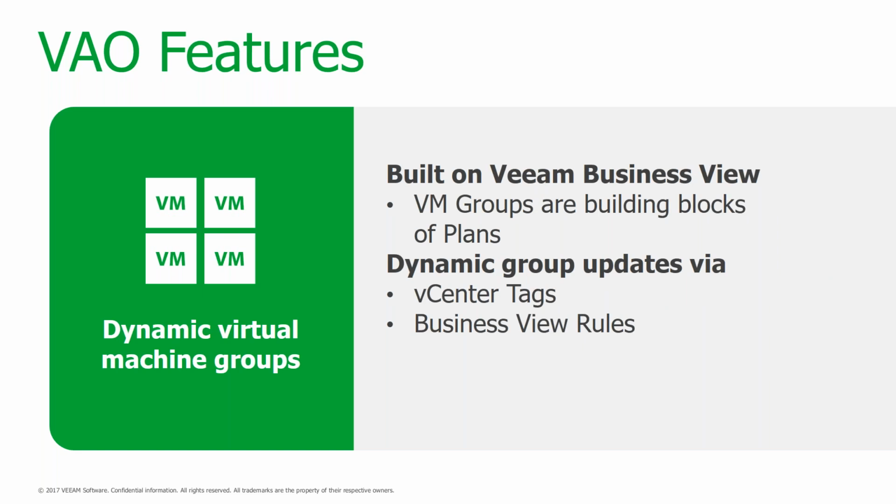VAO has a number of components embedded in it. First of all, there's an embedded Backup and Replication, but there's also an embedded Veeam ONE, and we're going to use Business View to use those VM groups and to pull those vSphere tags. This is going to make everything very dynamic, so as we change things within vCenter or our vSphere environment, it will automatically change within VAO.